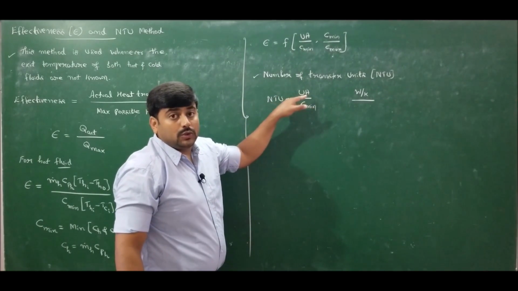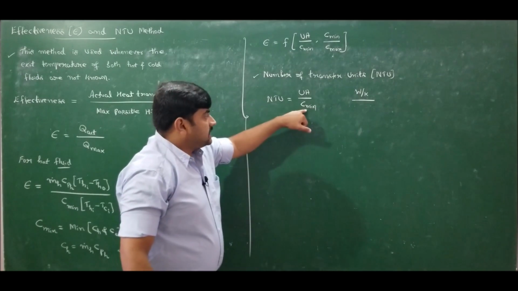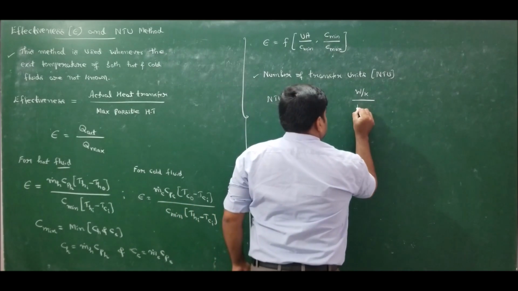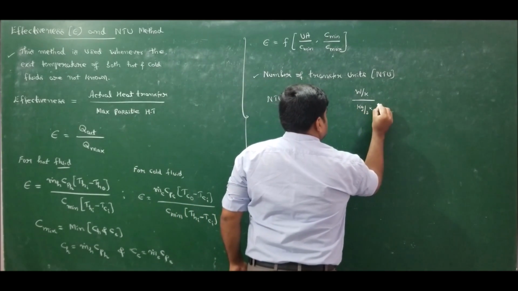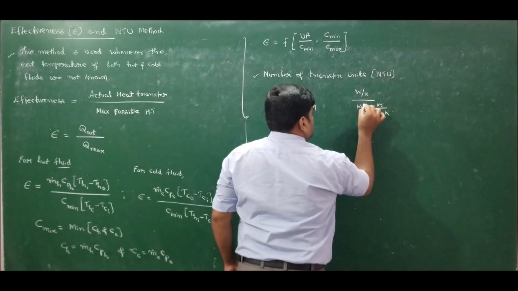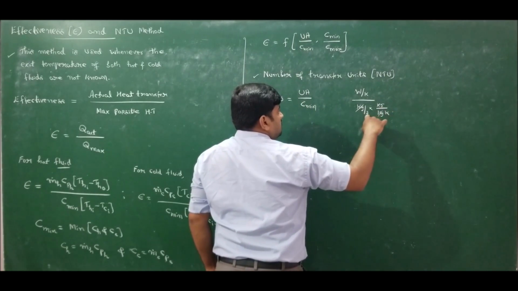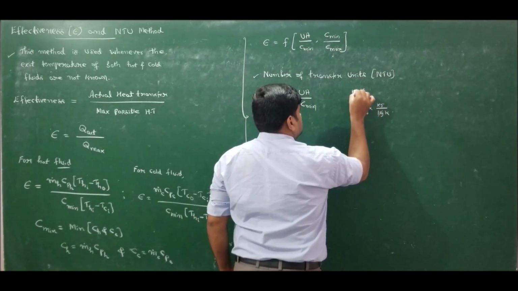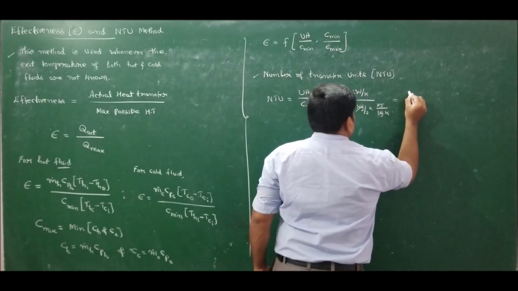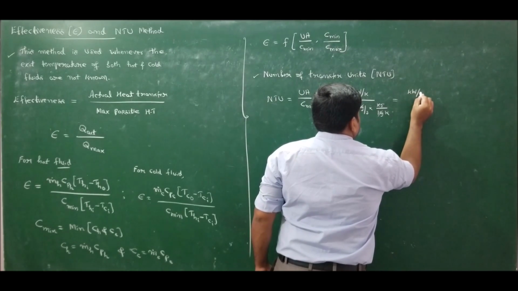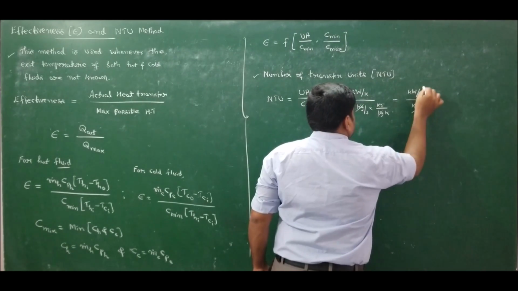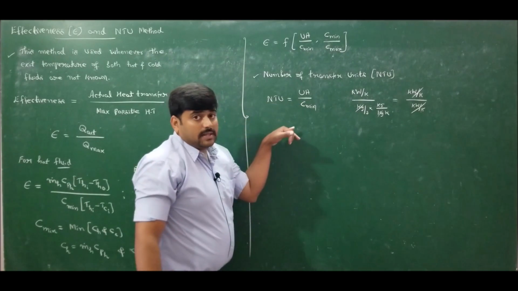So therefore UA is equal to Q divided by delta T, watt per Kelvin. Whereas C minimum is nothing but the product of specific heat and the mass flow rate. So mass flow rate is kg per second, specific heat is kilojoules per kg Kelvin. So you can cancel off kg and kg. Kilojoules per second can be written as kilowatts per Kelvin, right? So what I will get? I will get kilowatts per Kelvin divided by kilowatts per Kelvin. So it cancels off. So therefore NTU is dimensionless.